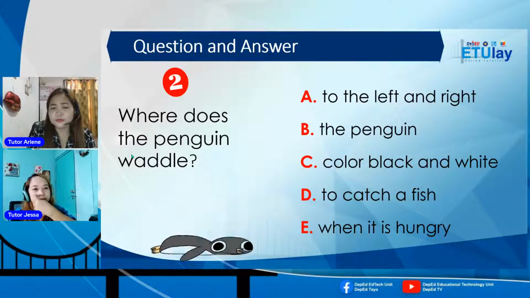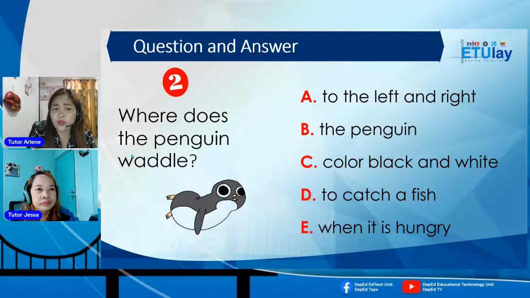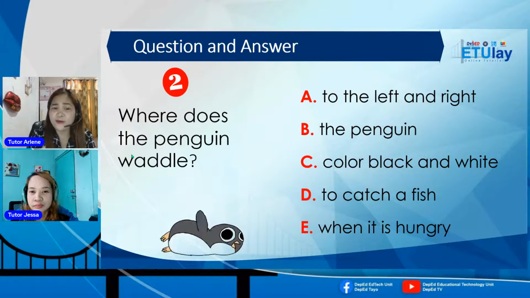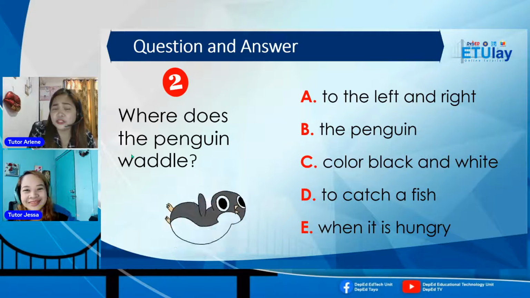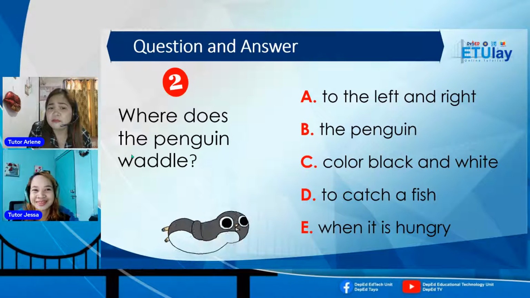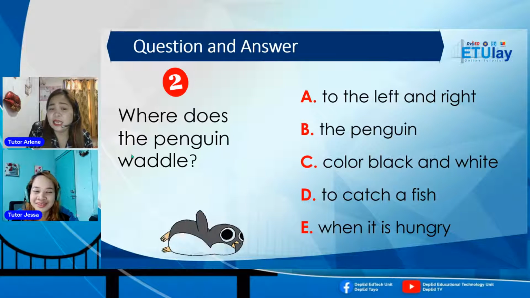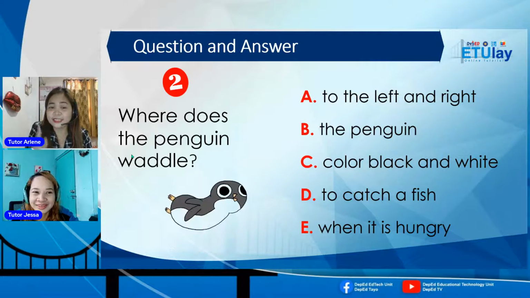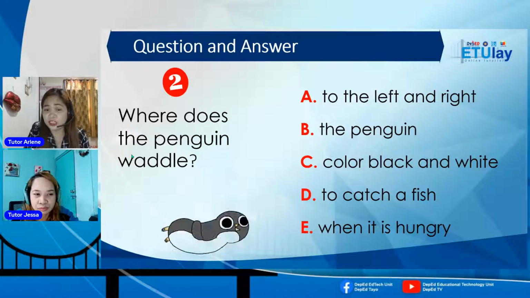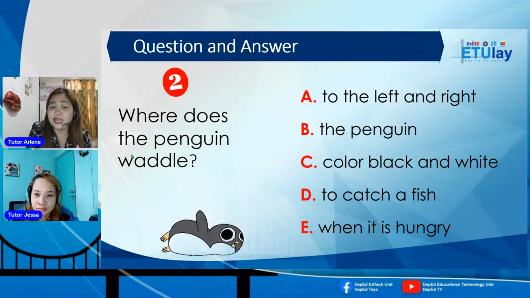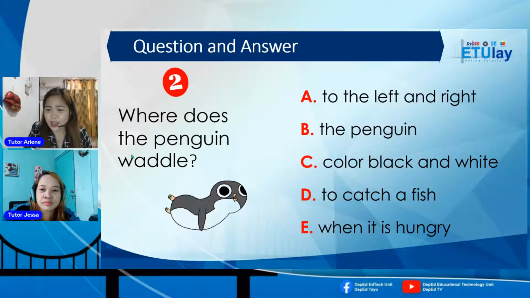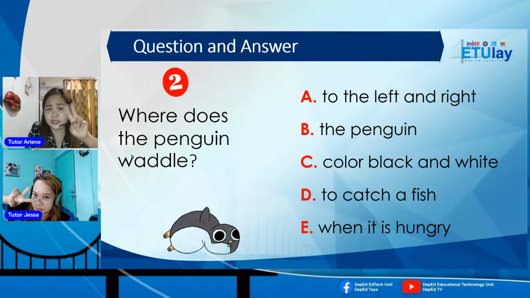For number 2, the question is, where does the penguin waddle? A, to the left and right. B, penguin. C, color black and white. D, to catch a fish. Or letter E, when it is hungry. Oh, don't forget ha, number 2 na tayo.